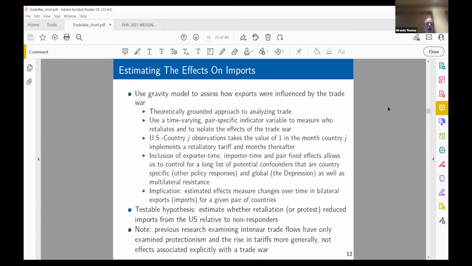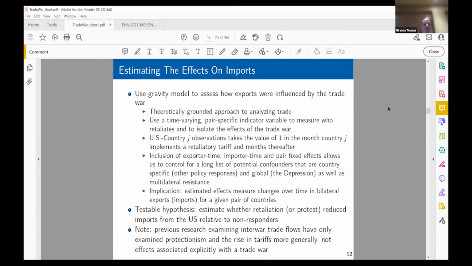And the important thing to take away from the gravity model is that because our data are quarterly, we're able to include exporter-time, importer-time, and pair fixed effects, which allows us to account for a long list of potential confounders that are country specific, other policy responses, global ones like the Great Depression, as well as multilateral resistance. So this is kind of the gold standard of how to run a structural gravity model. And we can estimate these effects over time.